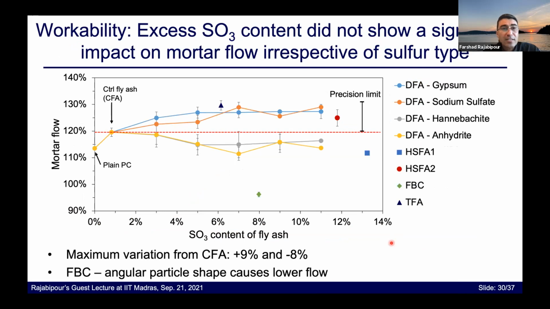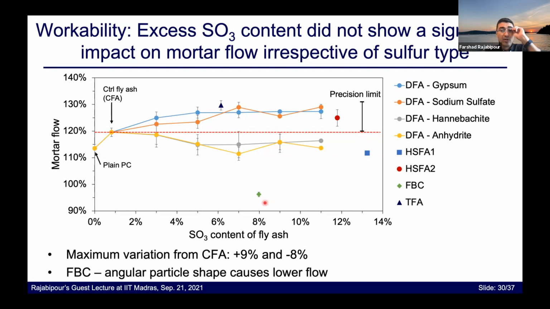All right, let's quickly look at some of the other parameters. We'll look at the effect of SO3 on workability in the thermal mortar flow. Again, control fly ash had about 120% mortar flow, and then we see that addition of gypsum or sodium sulfate can increase the flow slightly. Hannebachite and anhydrite can decrease the flow slightly, but overall, the flow is not much affected, more or less within the precision limit, with the exception of this one point, which is the FBC fly ash.